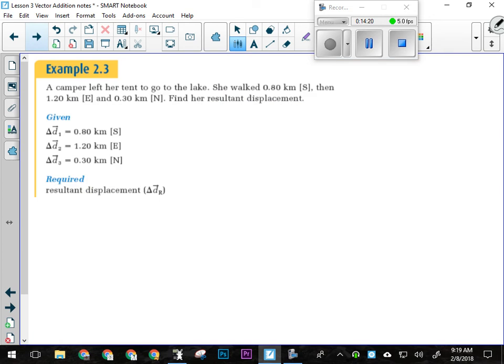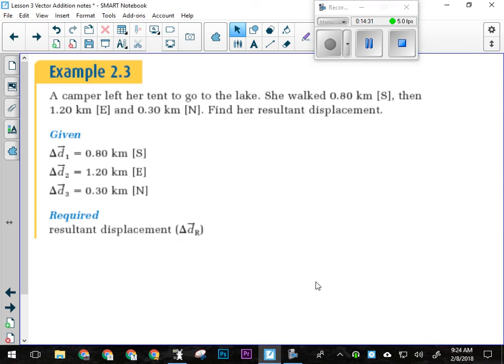I want you guys to write this one down and give it a try. This one's going to have some perpendicular stuff as well as some collinear stuff, so I'm going to give you a few minutes on it. Our first step in solving this question is to draw the picture. It says that they left their tent to go to the lake. They walked 0.8 kilometers south.